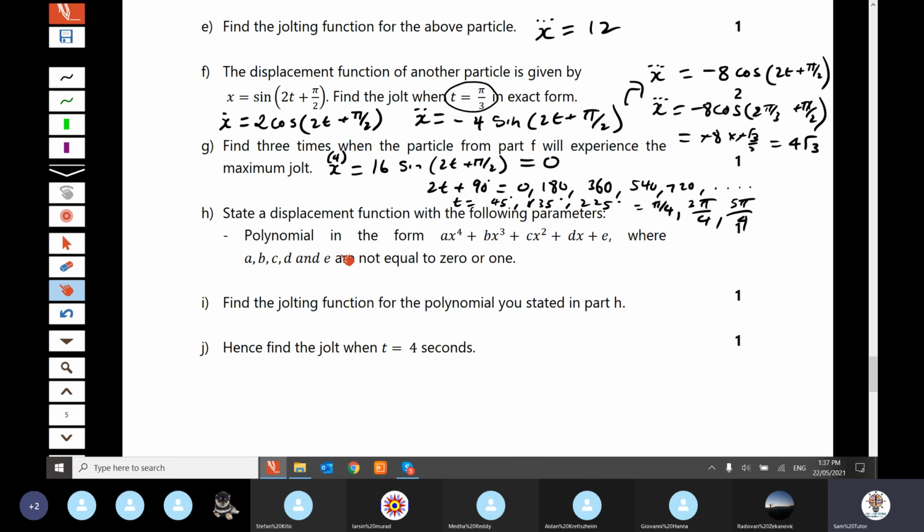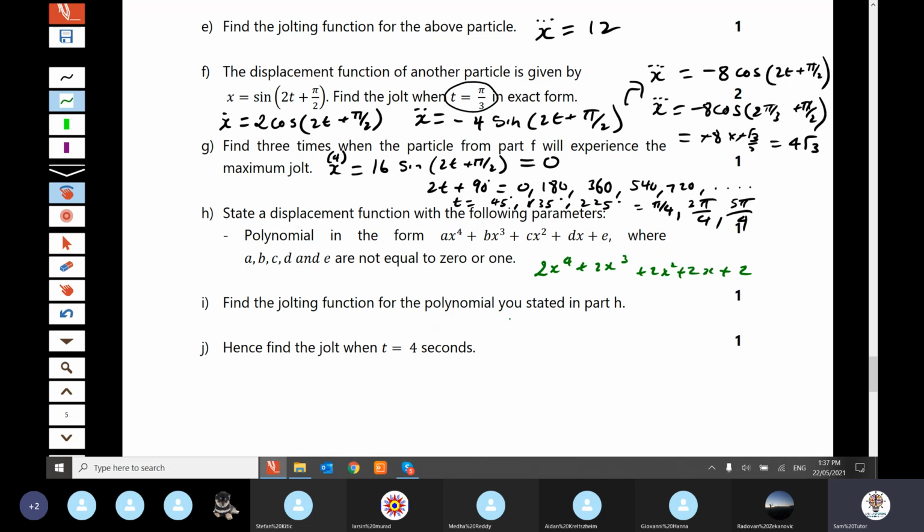Find the jolting function. Okay. For H, it just says state a displacement function with the following. I think you could have just made it equal to anything. So that just sounds weird. 2x^4 plus 2x cubed plus 2x. Yeah, I guess. That's what it says. I don't know. I'll get back to it. Find the jolting function for the polynomial you stated in part H. Oh, yeah, I'm right. So you make up anything, and then you do the jolting function for that as well.